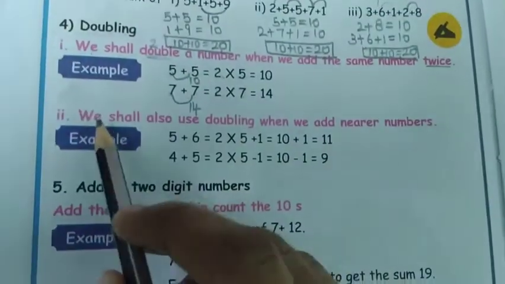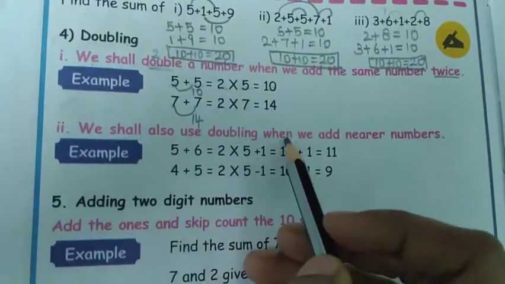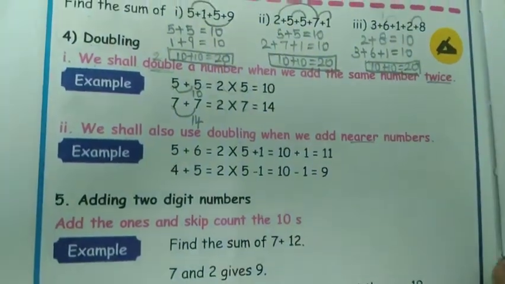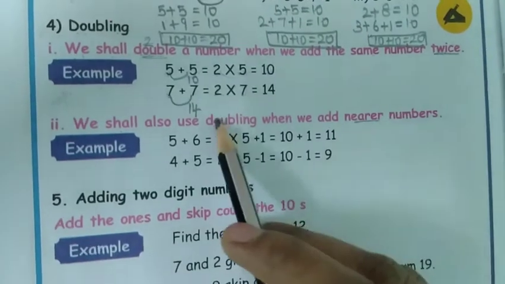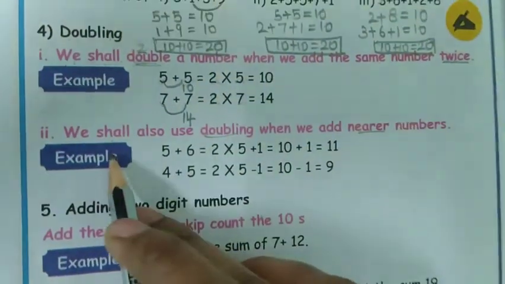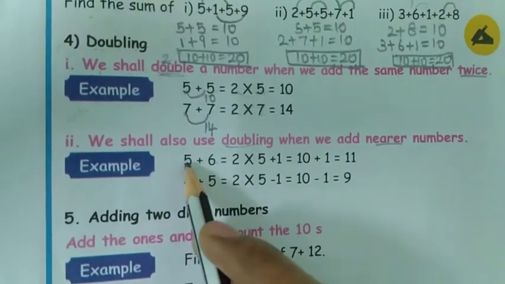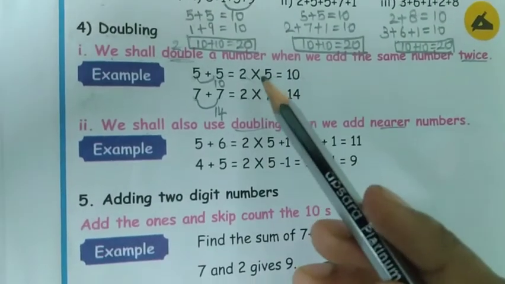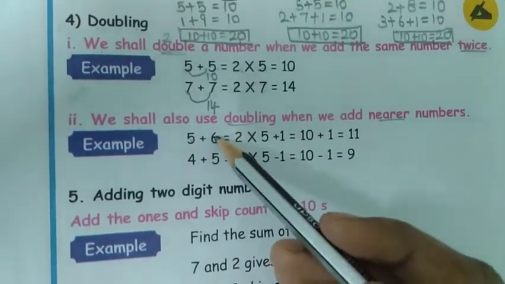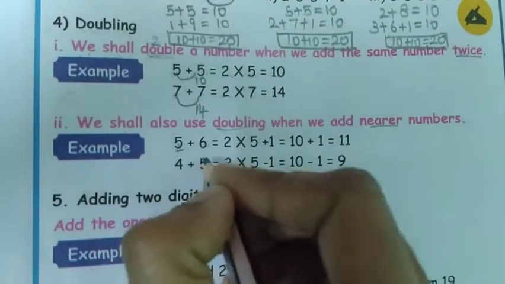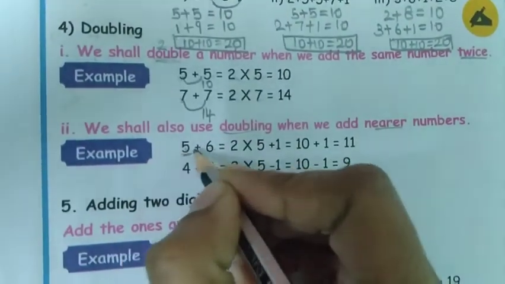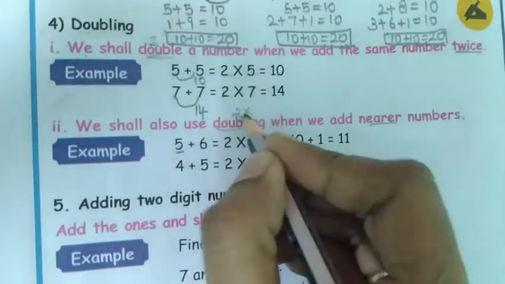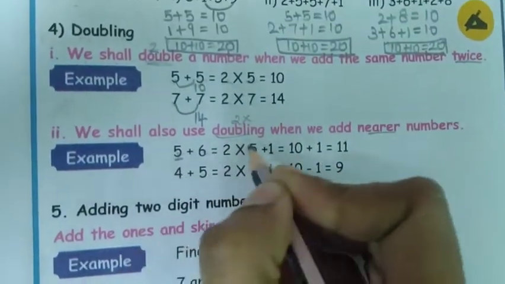The second method is we shall also use doubling when we add the nearest number. For example, see 5 plus 6. 5 and 6 are the nearest numbers in a number sequence, isn't it? 1, 2, 3, 4, 5, 6. Now we take the number 5 and do the doubling. Doubling means what? Multiply by 2. So 2 multiplied by 5.